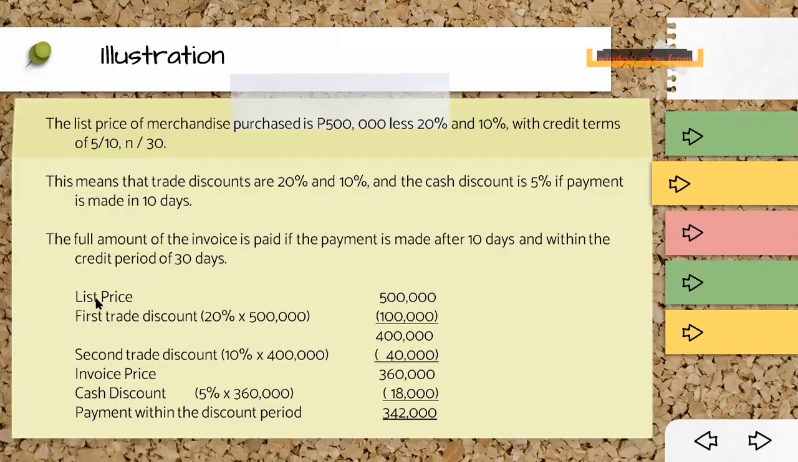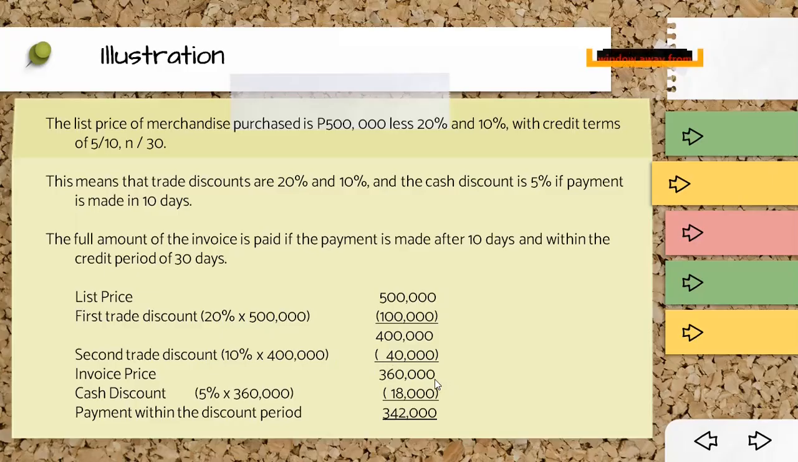So we have here to compute for the invoice price. You start with the list price and then you get the first trade discount, which is 20% of your 500,000. That's 100,000. So this is your net amount, 400,000. Then you deduct the second trade discount, which is 10% of your 400,000. That's 40,000. So your invoice price is 360,000.